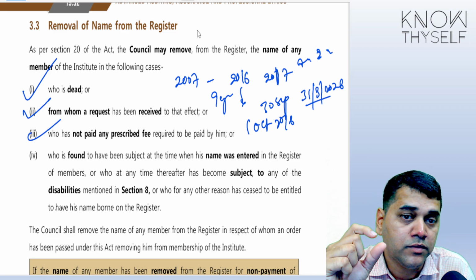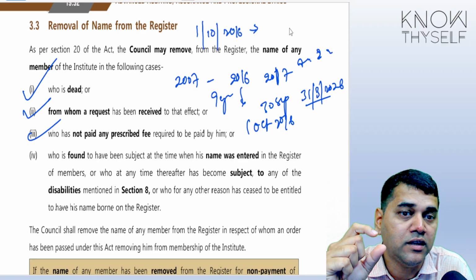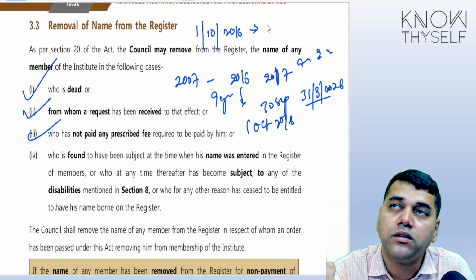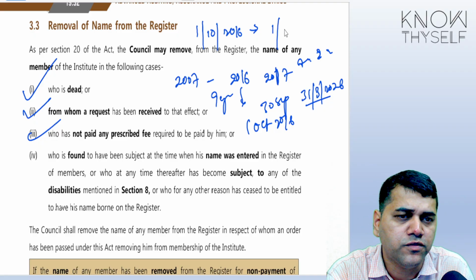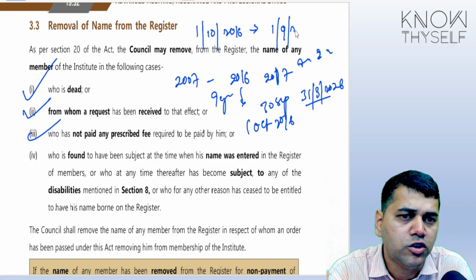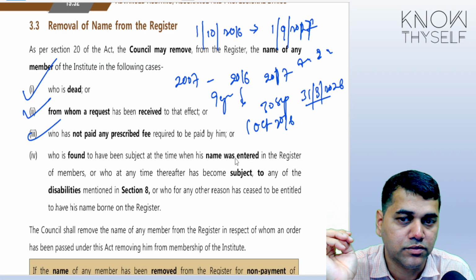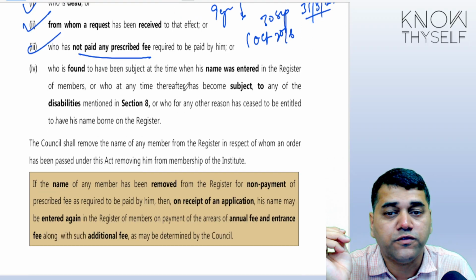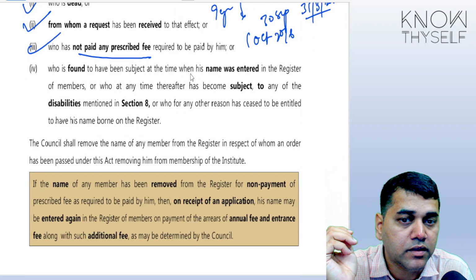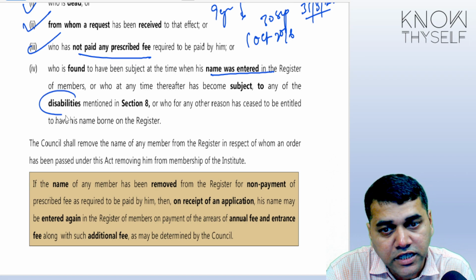So from 1st of October 2016 till, I think, I don't remember my COP date. Okay, I can say 1st of September 2017, I was not a member of the institute. This period. Why? Because I didn't pay the fees. Or who is found to have been, at the time when the name was entered in the register, subject to the disabilities.